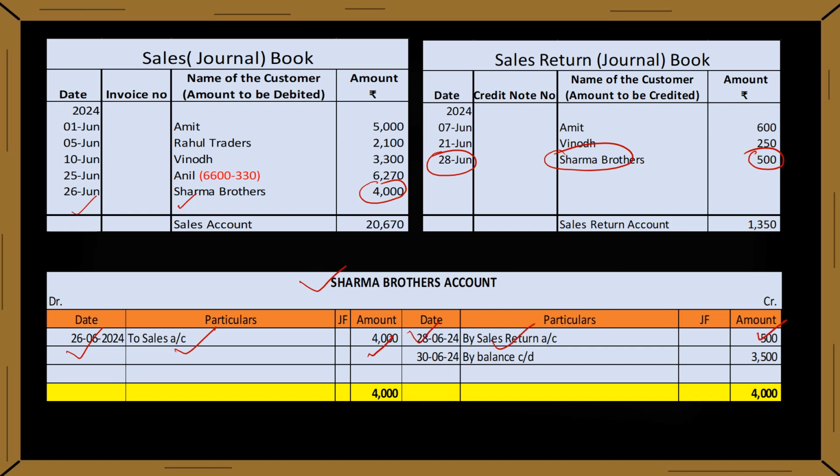On seeing, we find the total of the debit side is more. So we take the total of the debit side, that is 4,000, to the credit side also. Deducting 500, that is the sales return, from 4,000, we get 3,500. On 30/6/2024, by balance carried down 3,500, is the Sharma Brothers account balance as on 30/6/2024.